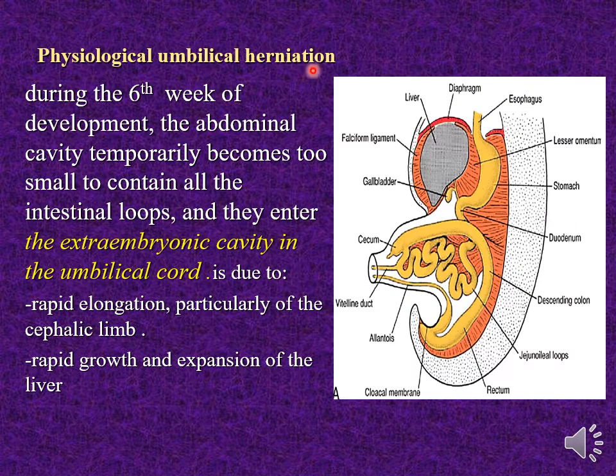Physiological umbilical hernia is a phenomenon that appears during the 6th week of development. The abdominal cavity temporarily becomes too small to contain all the intestinal loops, and they enter the extraembryonic cavity in the umbilical cord here. This occurs due to two reasons. First, rapid elongation, particularly of the cephalic limb, and second, rapid growth and expansion of the liver. This is the liver.